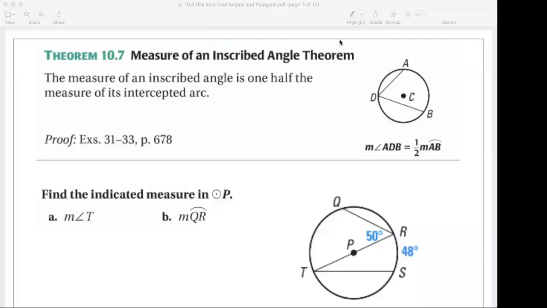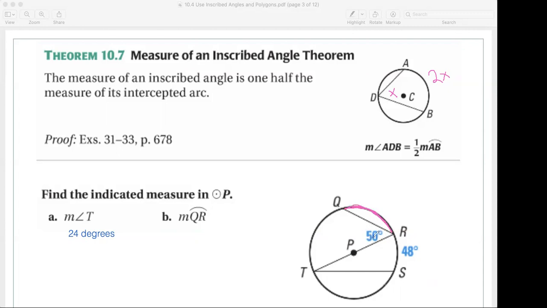I erased everything. How do I undo my erase? There we go. I just want to erase my picture because we're focusing now on arc QR, and arc QR isn't being intercepted by an inscribed angle. So this is going to take a little bit of work, okay?